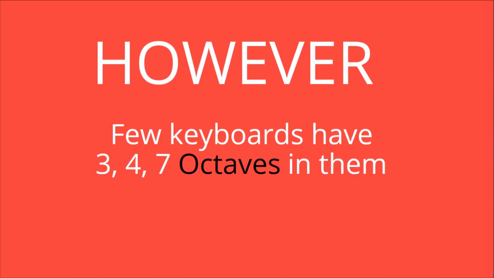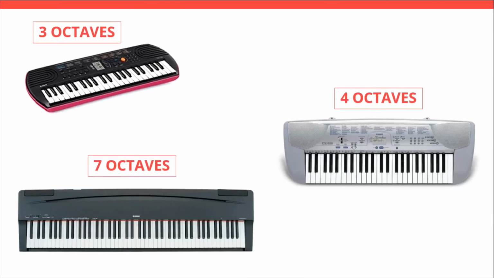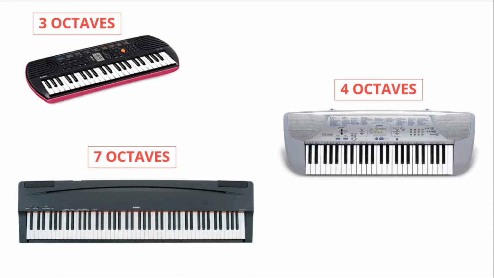However, a few keyboards have 3, 4 or 7 octaves in them. Let's take an example with images. So you have the 3 octave keyboard, which most probably kids usually play with. So you can basically say this is a toy keyboard. But if you want to start with both hands, this keyboard is not recommendable for you because you require at least 5 octaves in order to start with both hands. Then you have the 4 octave keyboard, and then you have the 7 octave keyboard.